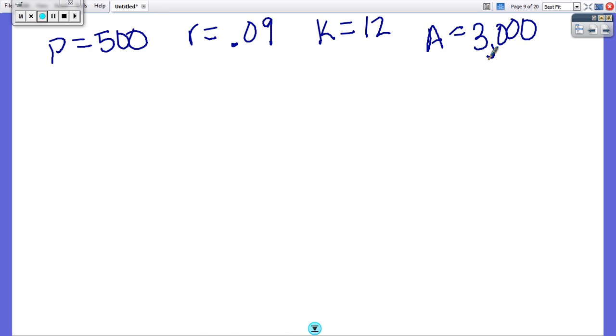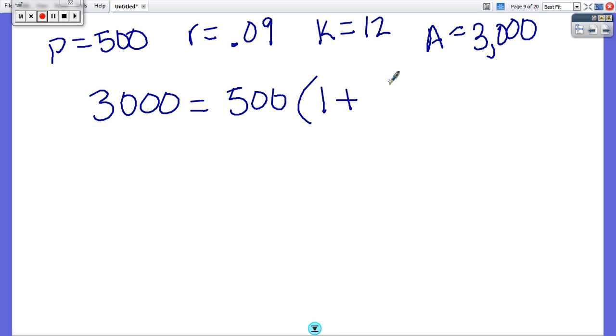So again, same thing, just substitute everything into the equation. A, or $3,000, is equal to 500 times (1 plus 0.09, the rate, divided by K, the number of times per year), raised to the K, number of times per year, times the number of years. So what are we doing? We're solving for t. It's in the exponent, so now we're going to have to use natural logs. They're going to help us out here. But we need to get that by itself first.